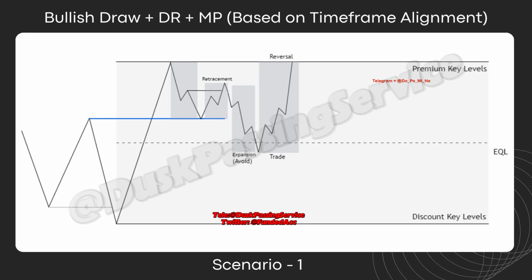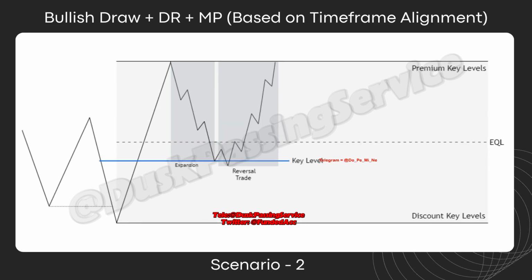Now let's move on to another slide. Here we've got the second scenario in case of a bullish draw and bullish order flow. What's going to happen when they are combined with dealing ranges and lower time frame market profiles? Right here you can see that on the lower time frame we straight away expanded lower to the discount region and tested a discount key level.